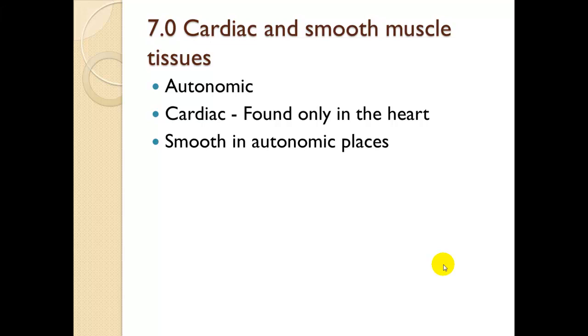7.0 Cardiac and smooth muscle tissues. Cardiac and smooth muscle are both autonomic, and cardiac is only found in the heart, and smooth muscle is pretty much in autonomic places, and this means automatic places. Example of this is going to be our vessels that constrict and dilate, our intestines where we're moving food through them. So all of the smooth muscle would be autonomic muscle and pretty much react to autonomic signaling or neurotransmitters from your central nervous system.